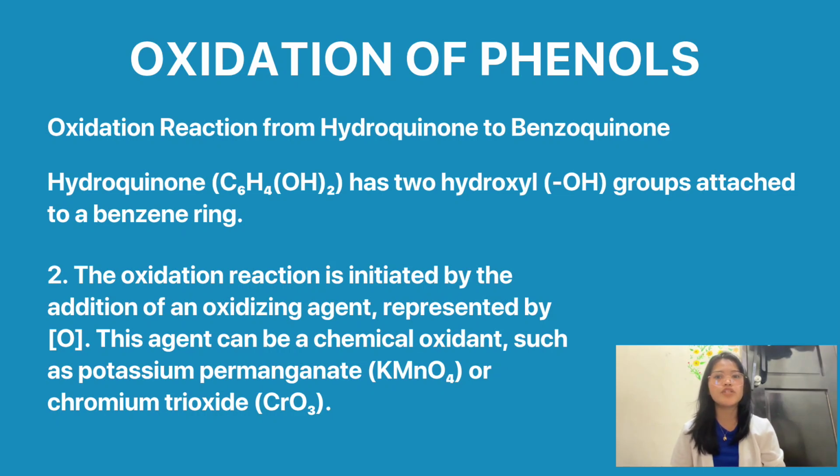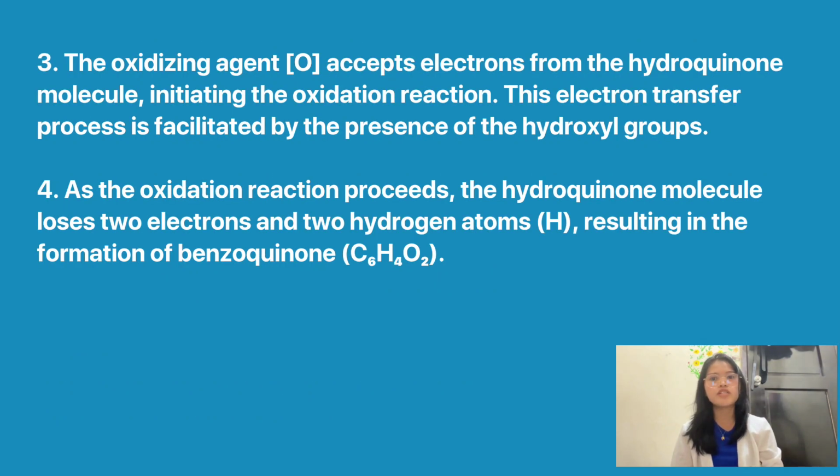Step 2. Oxidation initiation. The oxidation reaction is initiated by the addition of an oxidizing agent represented by oxygen. This agent can be chemical oxidants such as potassium permanganate or chromium trioxide. Next is step 3, electron transfer. The oxidizing agent accepts electrons from the hydroquinone molecule, initiating the oxidation reaction. This electron transfer process is facilitated by the presence of the hydroxyl groups.